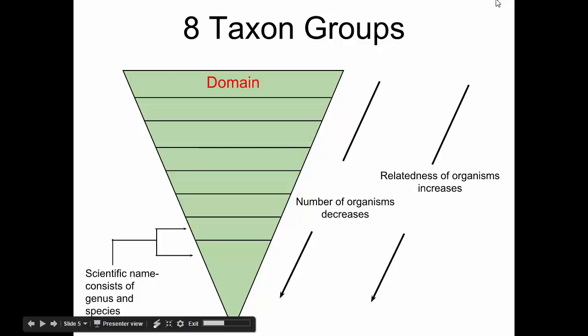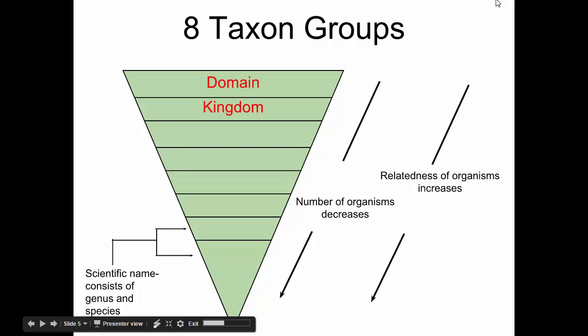The next level down from domain is one that I'm sure you've heard of. If you've learned anything about taxonomy in the past, you may have learned that there are 5 kingdoms. It's actually not 5, but that's what you may have learned before. So the next level is kingdom. For example, plants is a kingdom. Animals is a kingdom. Fungus is a kingdom, and so forth.